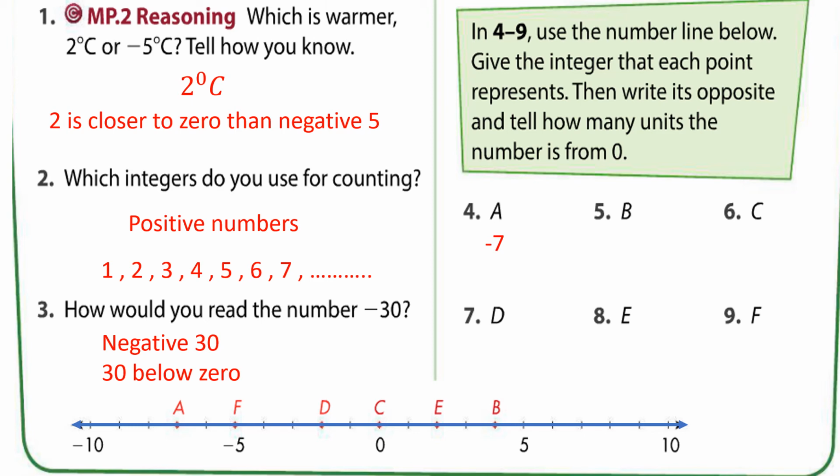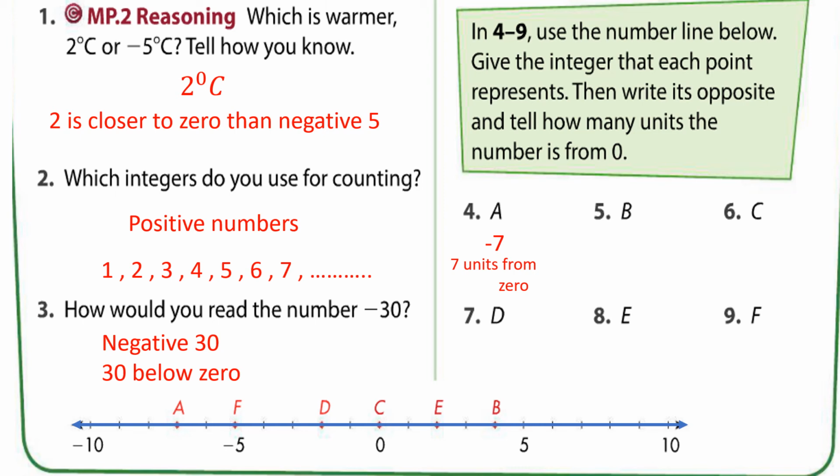And now, then write its opposite. What about the opposite of -7, guys? As I said, just change its sign to be 7. So the opposite of -7 will be 7. And tell how many units the number is from 0. Just count how many units from point A to 0. Yes, only 7 units. So it will be 7 units from 0, of course. Question 5.